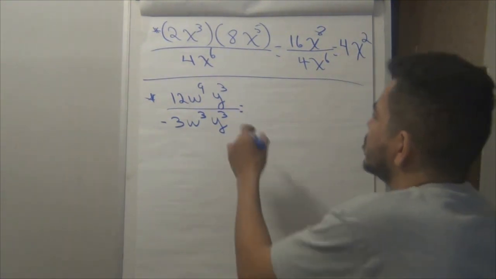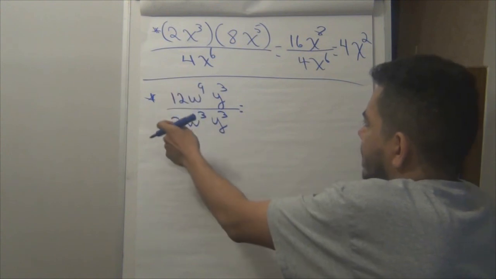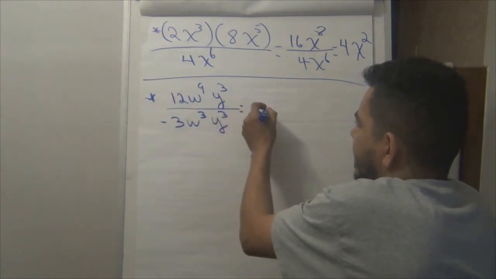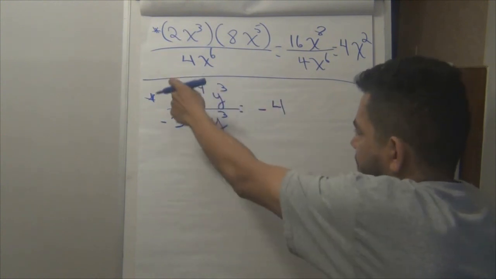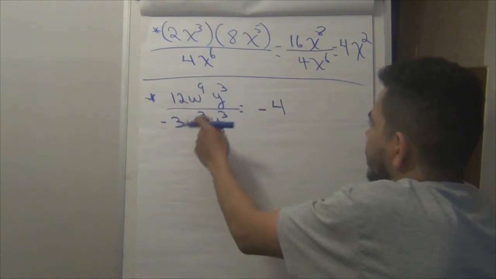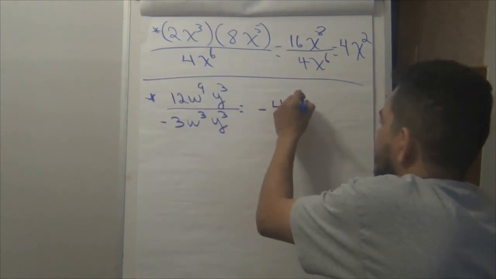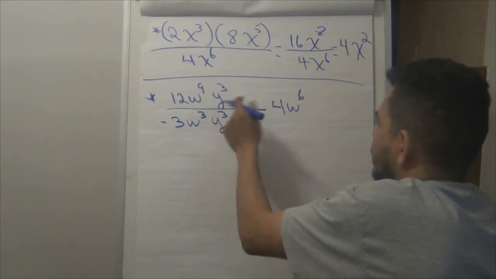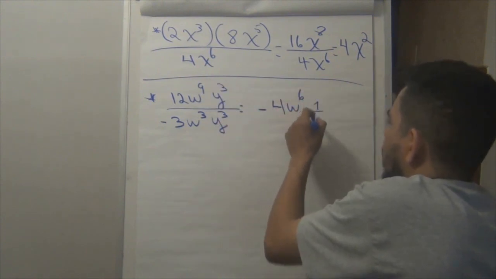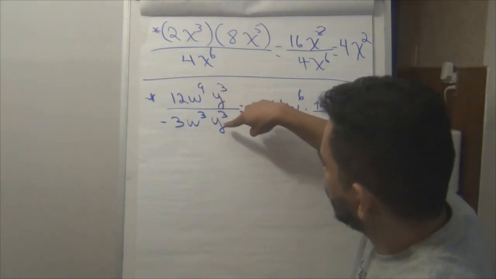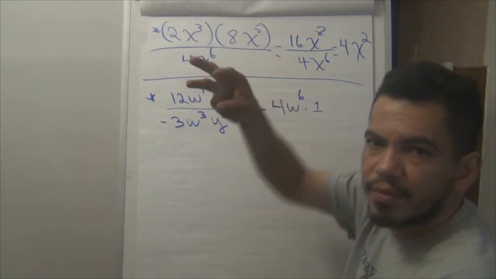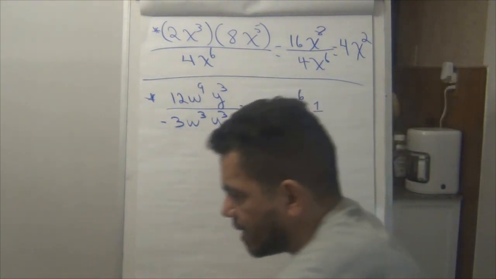Okay, so let's see. 12 divided, positive divided by negative is negative. 12 divided by 3 is 4 on top. W to the 9, W to the 3, that's W to the 6. And y to the 3rd, y to the 3rd, that's 1. How do I know that? Because y to the 3rd divided by y to the 3rd, they're the same number. A number divided by itself is 1.